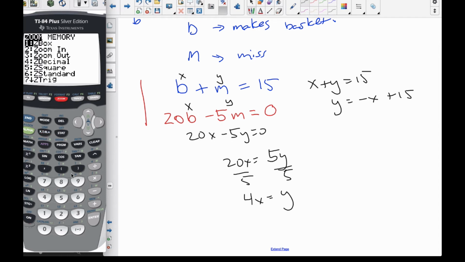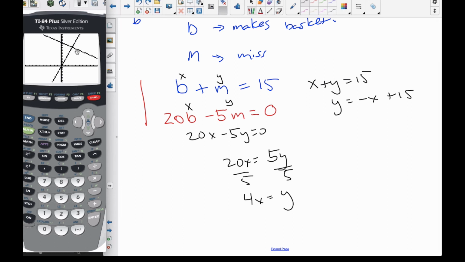Then if I zoom in on my standard window, there's one line, there's the other line, and I know the intersection is up here somewhere. I want to go higher on my y values, so I need to change my y max. I'm just going to guess 20. I know y is the number of misses, and it has to be less than 20 because I've already done 15 shots. So let's graph that.